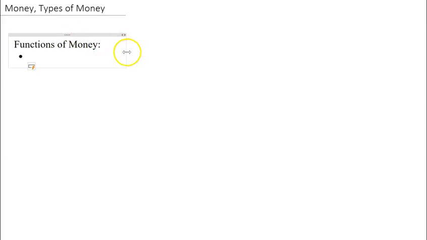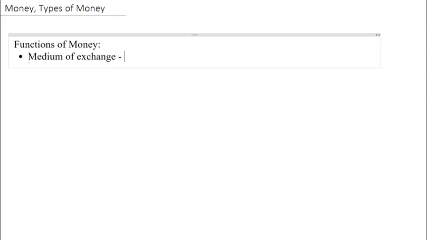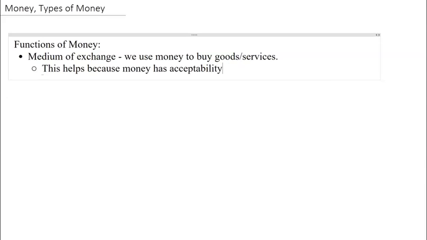One of the reasons we use money is that it is a medium of exchange, which means that we use money to buy goods or services. This helps because money has acceptability. If I go to a store within the US and pay with US dollars, people accept US dollars, and so that is used as a medium of exchange.